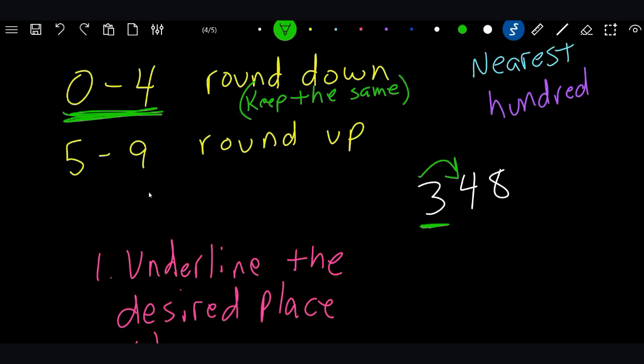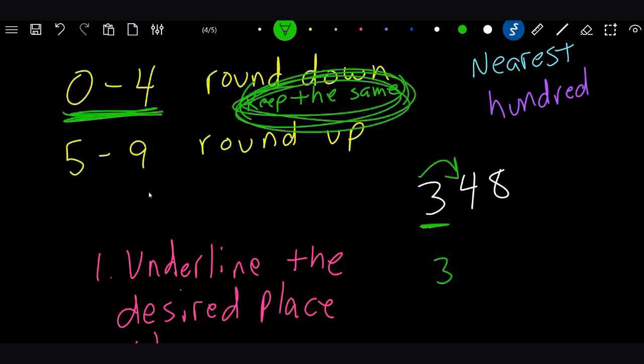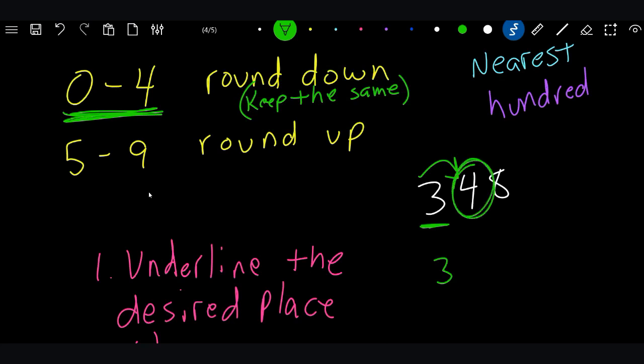Now, some students get confused by this because they want to go down. So they want to take the 3 to a 2. The 3 doesn't go to a 2. Round down means keep it the same. So we want to keep the 3 the same. So our number is just going to be 3. We leave the 3 alone. Why do we keep it the same? Because the neighbor was a 4. The 4 means keep it the same.